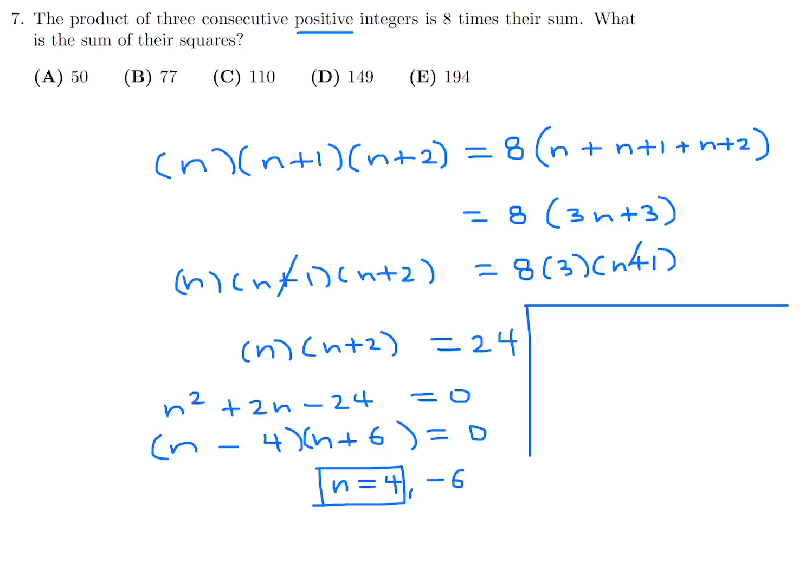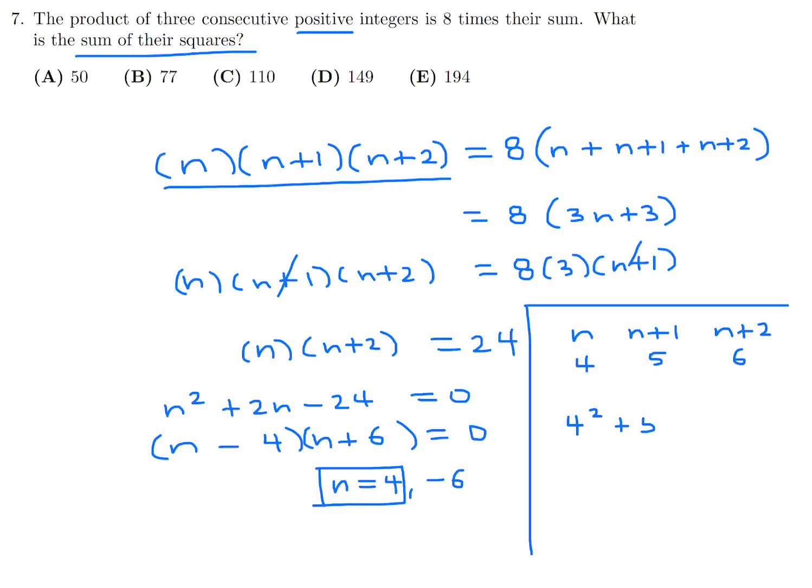Okay, so we got n. Now what do they want us to figure out? The sum of the squares of those three consecutive positive integers. Well, these are our three consecutive positive integers, n, n plus 1, and n plus 2. So if n is 4, n plus 1 is 5, and n plus 2 is 6. They want the sum of their squares. So 4 squared plus 5 squared plus 6 squared. So this is 16 plus 25 plus 36, and that equals 77. So number 7, the answer is B.